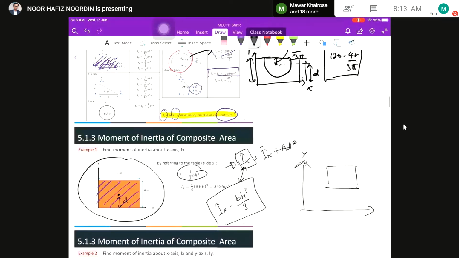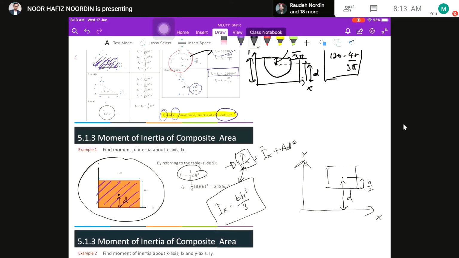You see? So this is the centroid. Its H divided by 2. Okay. So this H divided by 2. But for D, D has changed. This is D, the distance from the centroid to the axis with respect to the x-axis. So this one is D. So D has become different.